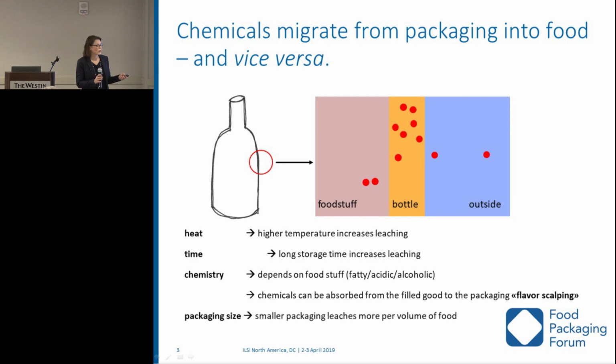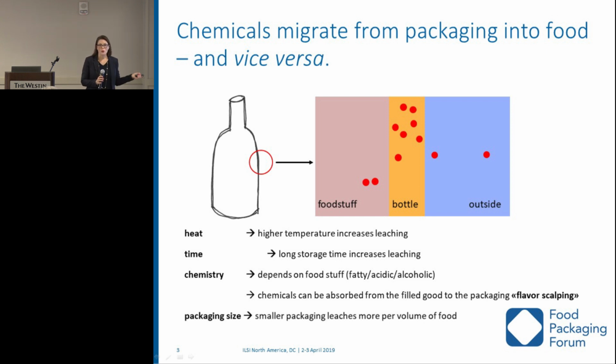Maybe one aspect that could be relevant is that there's also a reverse process of this chemical partitioning, which is, I think, known in FDA circles as flavor scalping, when food chemicals are taken up by the packaging material or by the food contact article. And that is something to keep in mind when we're talking about recycling. That's an important aspect for recycling.